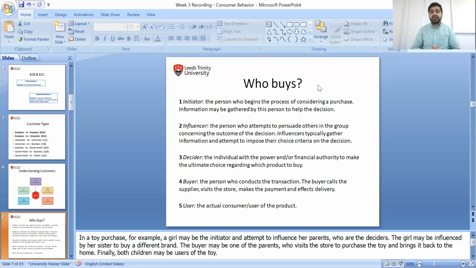Let me give you an example. In a toy purchase, for example, a girl wants to purchase a toy. This girl may be the initiator, and she attempts to influence her parents, who are the deciders. The girl may be influenced by her sister to buy a different product, a different brand. The buyer may be one of the parents who visits the store and purchases the toy for her, and they come back home. Finally, that child gets her toy. So this is a process in which different initiators, influencers, deciders, and buyers are involved.